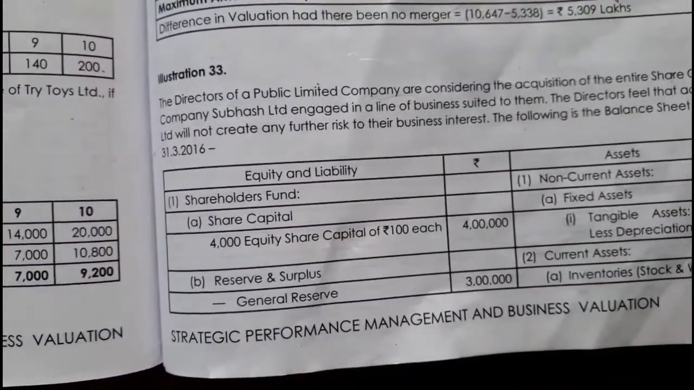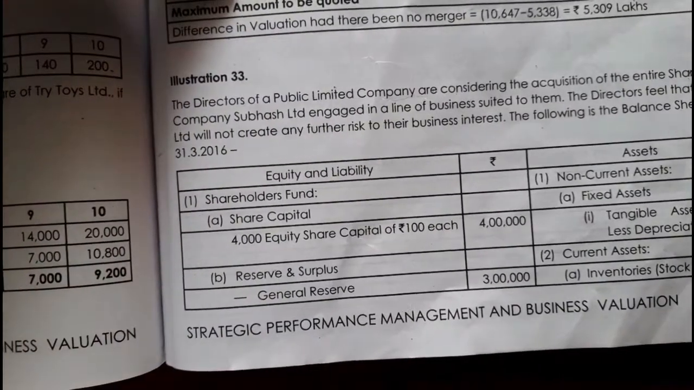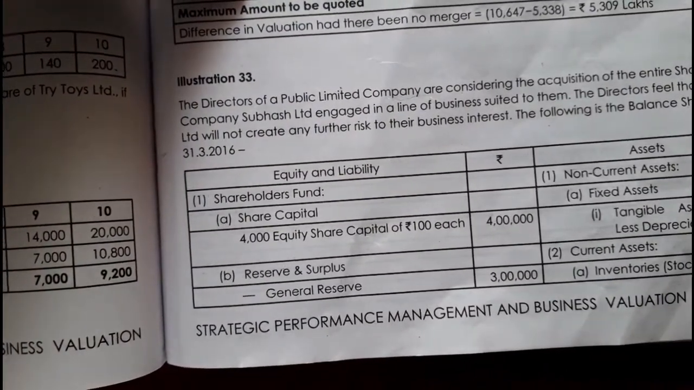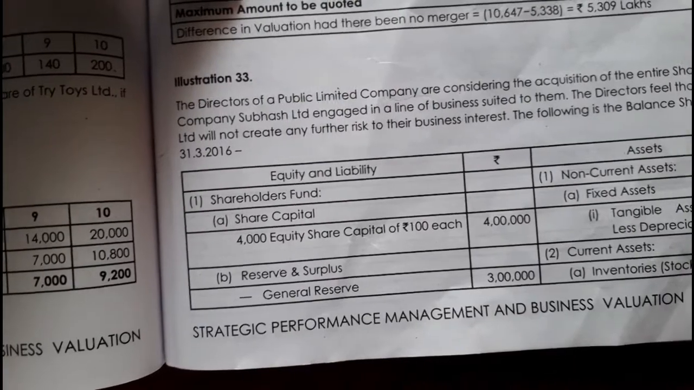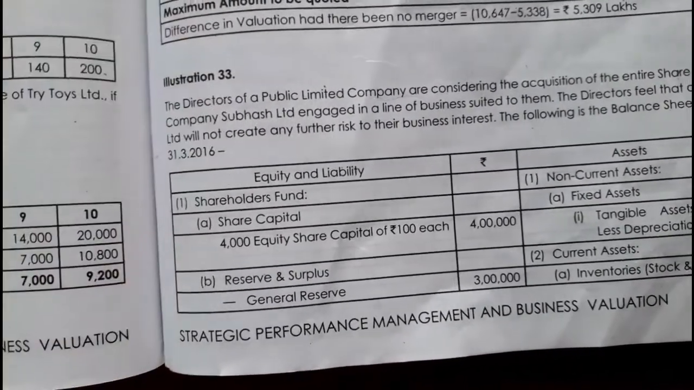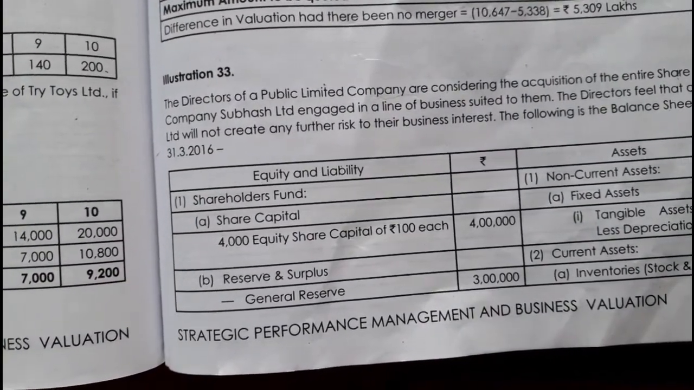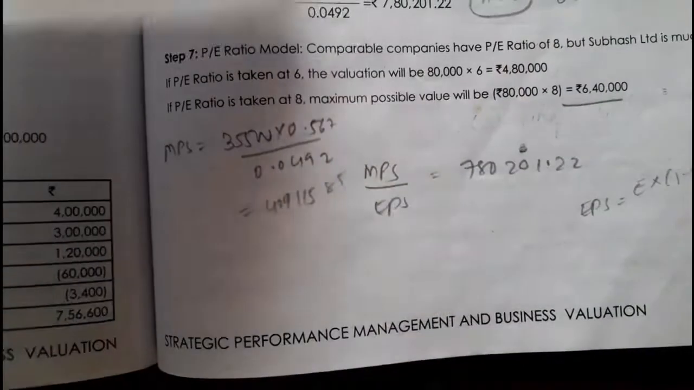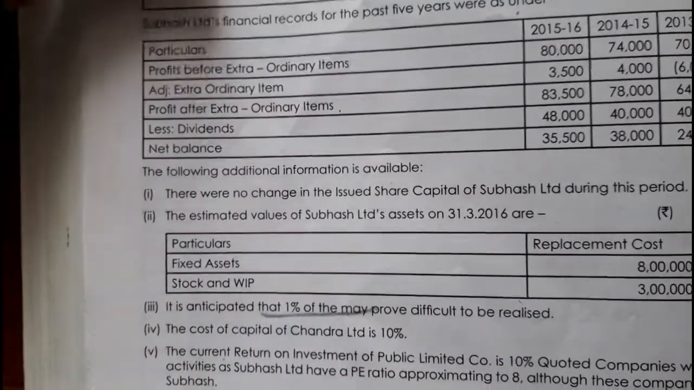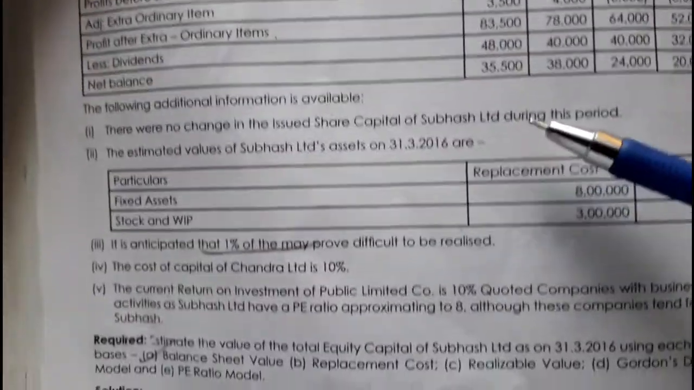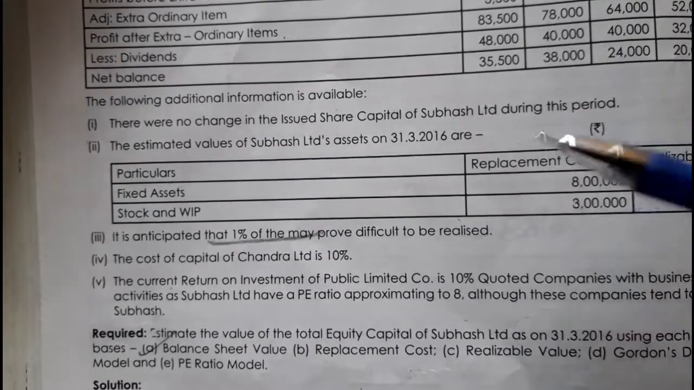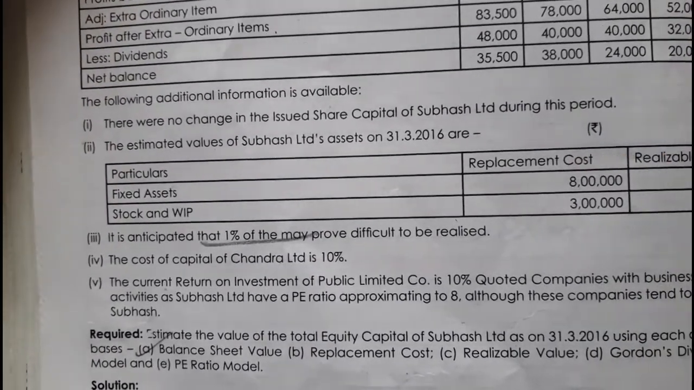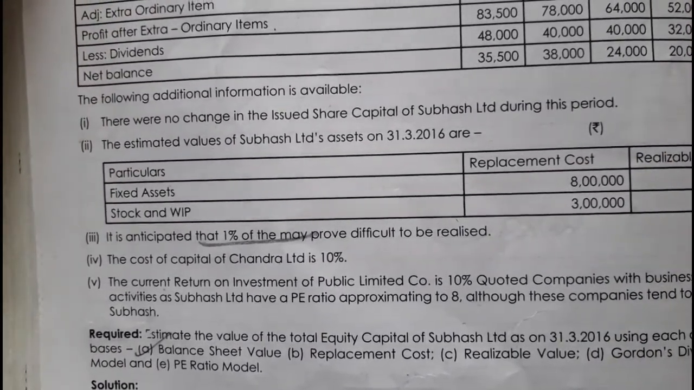Now illustration number 33. The directors of a public limited company are considering the acquisition of Subhash Limited company. They are going to acquire Subhash company. Now the balance sheet has been given. Later, even the profit details have been provided. There was no change in share equity, the issued share capital of Subhash Limited. Okay, the shares remained the same.